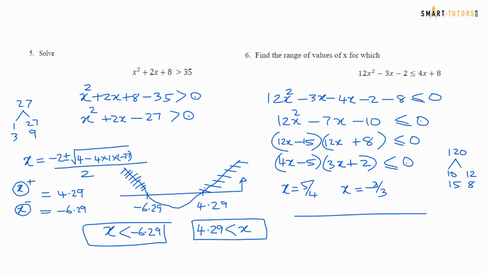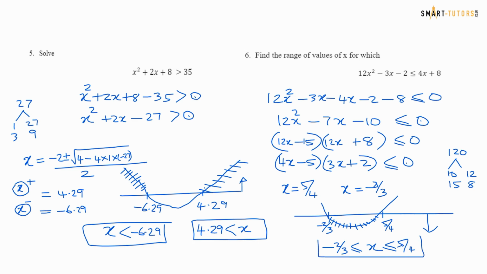And on the number line, minus 2 over 3, 5 over 4, and it's a happy face graph, and below the x-axis. Below the x-axis means this portion. So you can combine the answer together: minus 2 over 3 less than or equal to x less than or equal to 5 over 4. That is the answer for question number 6.